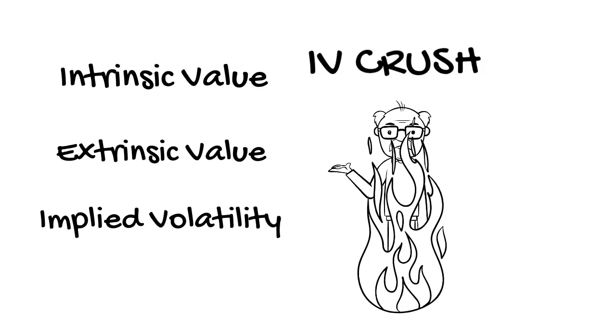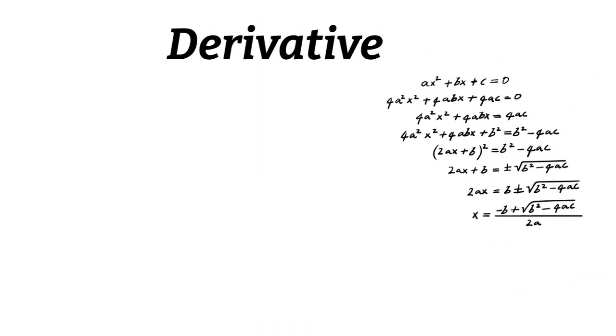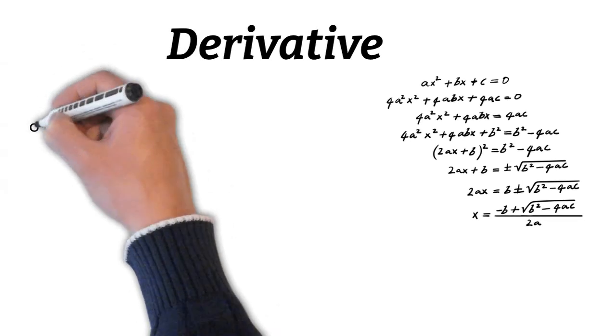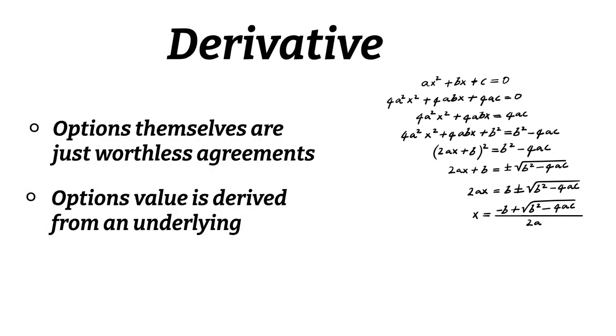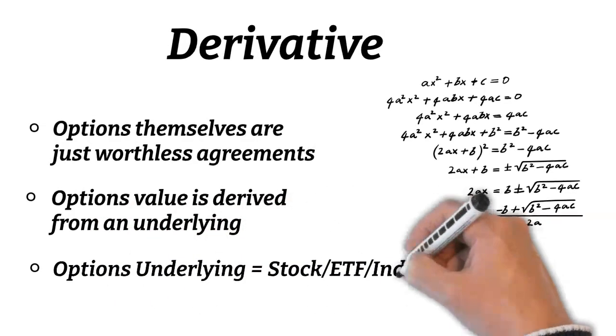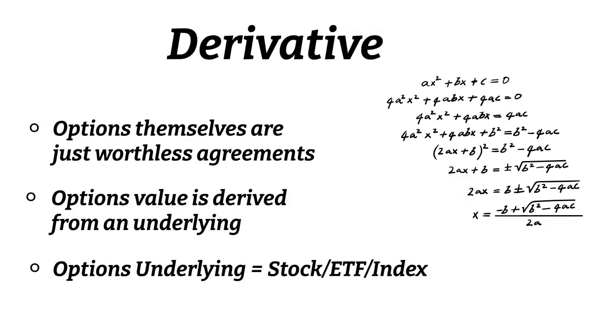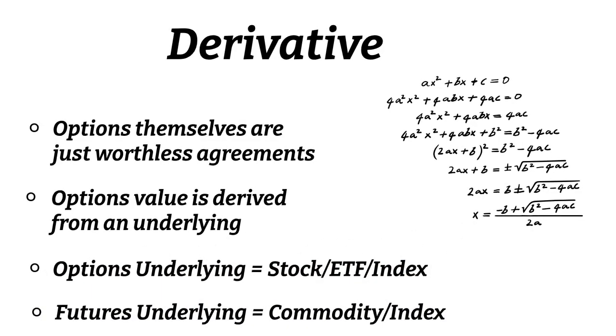your options. But before we start, I want to make clear what a derivative is, since all option contracts are derivatives. An option contract in itself doesn't have any value in the sense that it's just an agreement to buy or sell 100 shares of stock on a set date. Where the value comes from is the underlying that the contract follows. For stock options, their underlying is usually a stock or an index, and for future contracts, which are also a derivative, their underlying is usually a commodity or an index.